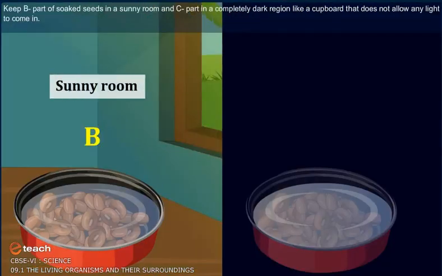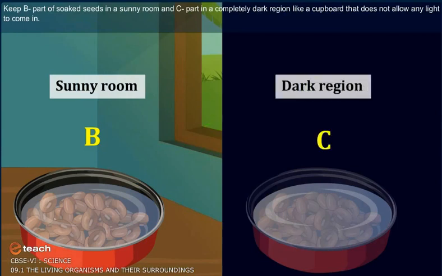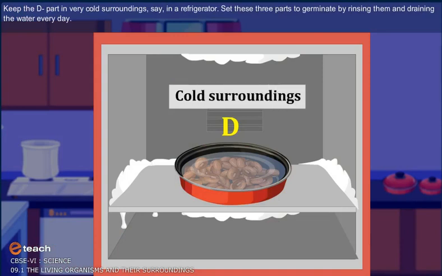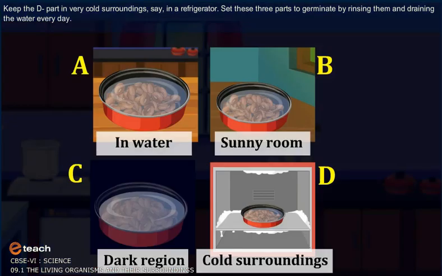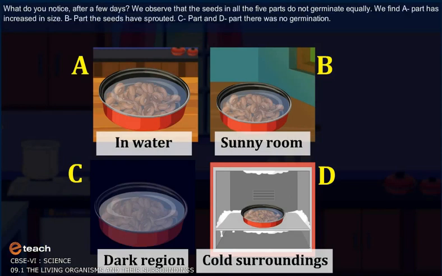Keep B part of the soaked seeds in a sunny room and C part in a completely dark region like a cupboard that does not allow any light to come in. Keep the D part in very cold surroundings, say in a refrigerator. Set these 3 parts to germinate by rinsing them and draining the water every day. What do you notice after a few days?